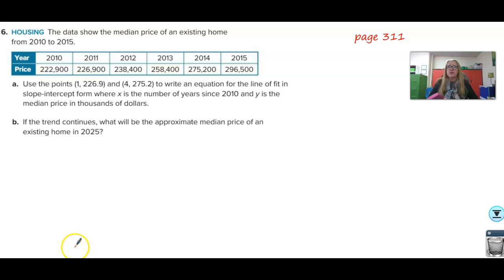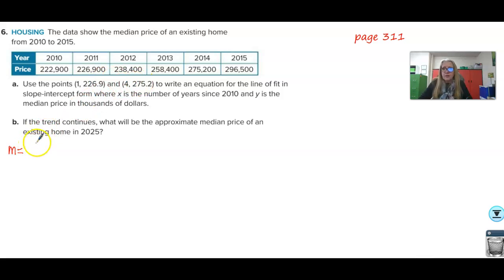Okay, the data show the median price of an existing home from 2010 to 2015. Use the points given to write an equation for the line of fit in slope-intercept form where x is the number of years since 2010 and y is the median price in thousands of dollars. Very similar to the last problem we just did. I'll try to make my work neater. First thing we have to do is find the slope. All right, so they've given us these 2 points.